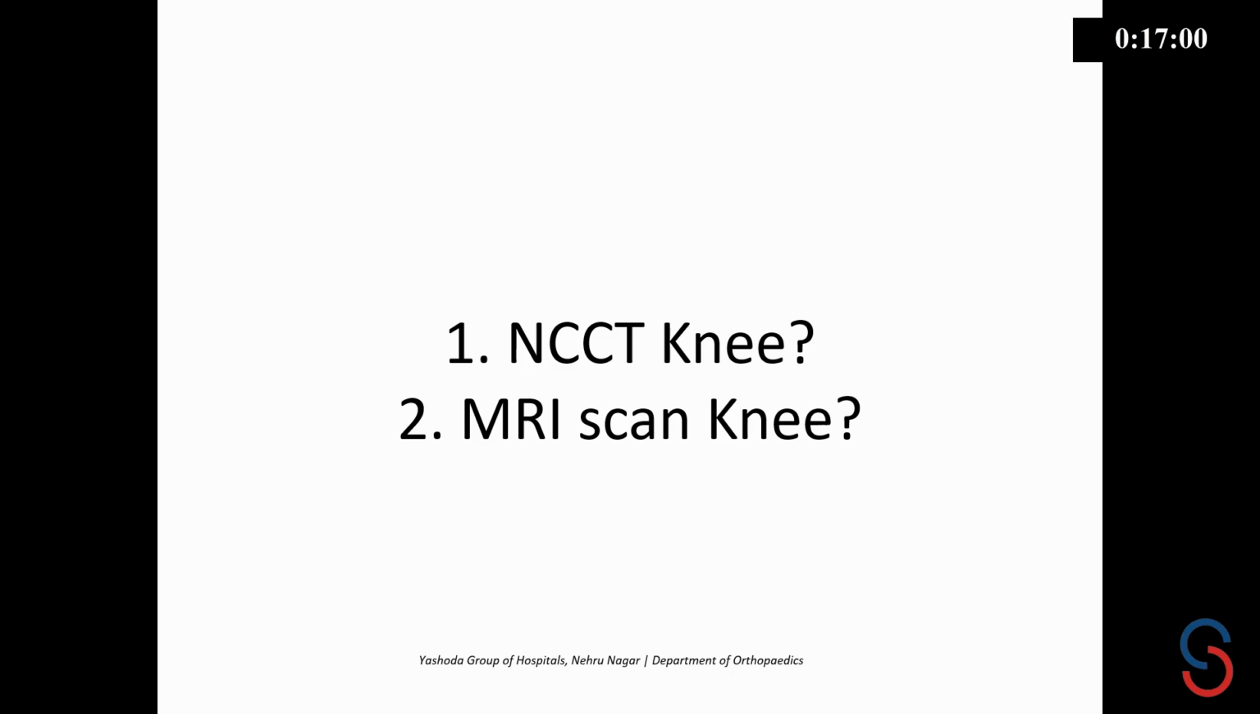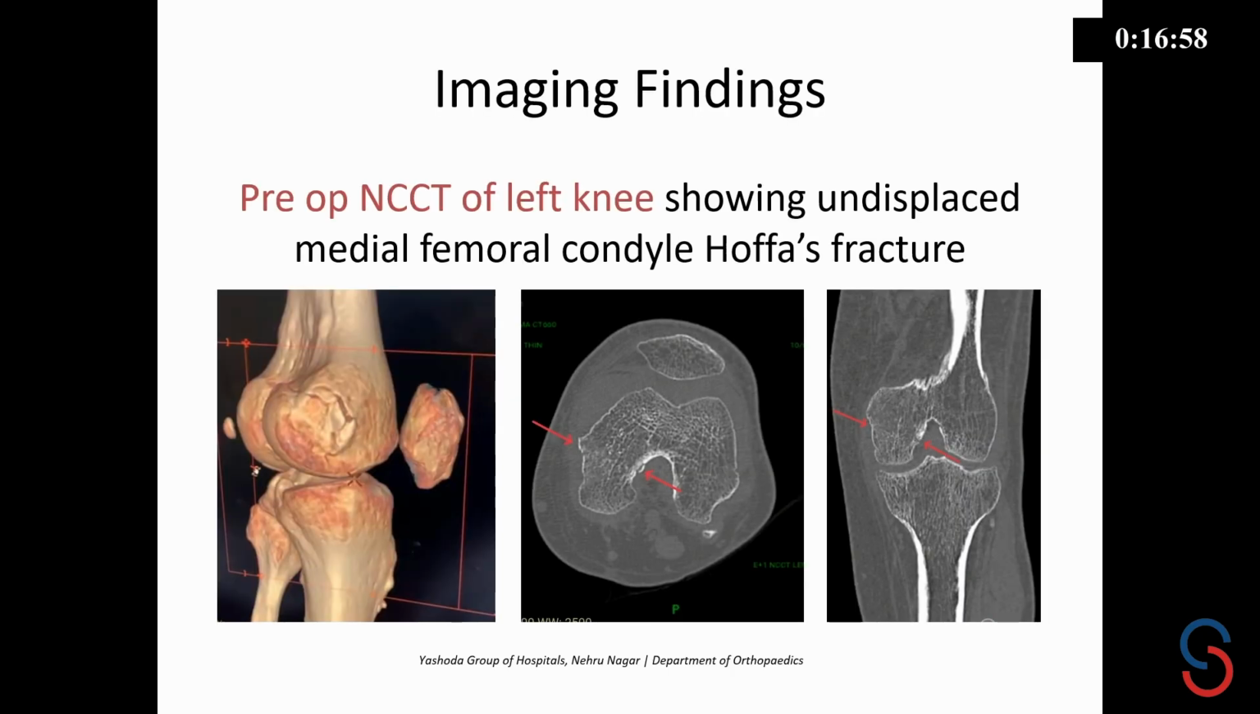So we got the CT done, and you can see a very faint line along the medial femoral condyle. It is a medial Hoffa. Do you want to treat it conservatively, or do you want to do anything further? Fix it. How many people around here would like to fix this? Can we see a raise of hands?